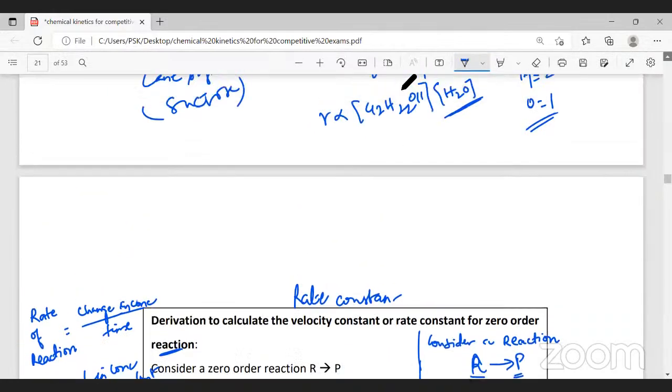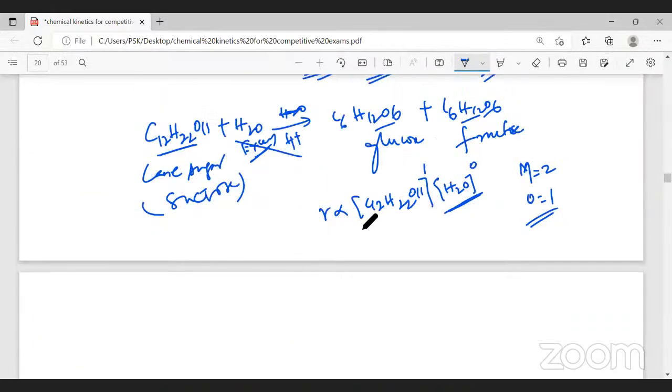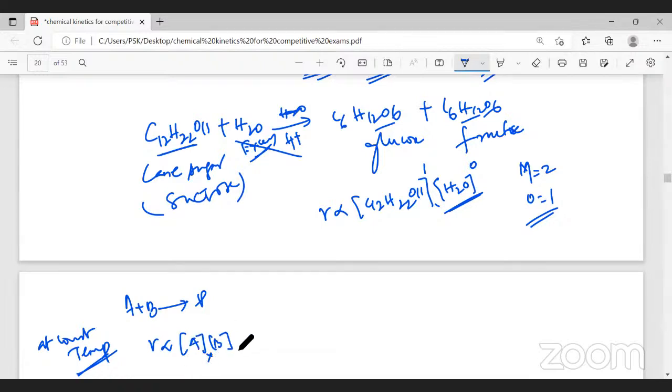But I was teaching you here, rate is directly proportional to the product of concentrations of the reactants whose coefficients are raised to their power. For example, if I take a reaction A plus B giving you product, the rate of a reaction at constant temperature. The condition is that temperature is to be constant. At constant temperature, rate is directly proportional to the product of the concentration of the reactants, whose coefficients are raised to their power. Since the coefficients are 1, we have written it as 1, or we don't write it also, it doesn't matter.